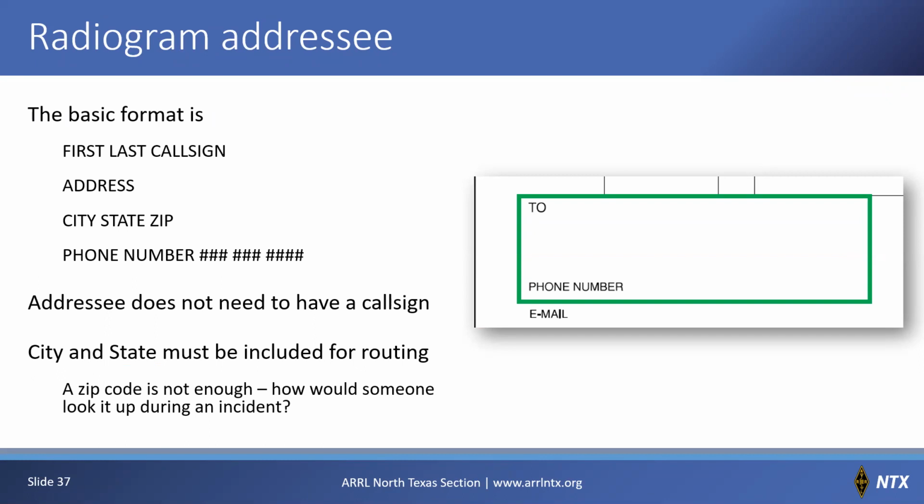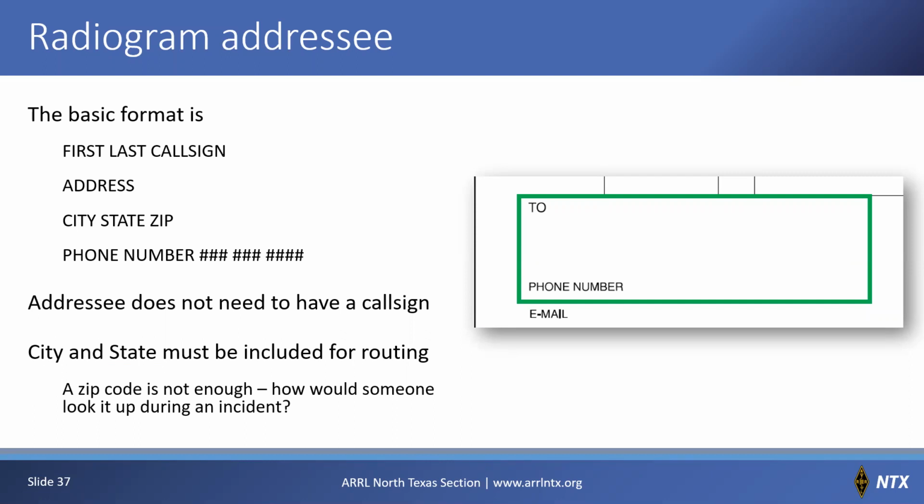At a minimum, if you don't know their address, city, state, and zip. Some stations will say all I need is the zip code. But if I'm in an emergency and I get zip code 98052, well, where the heck is 98052? Where do I send this? If you put Redmond, Washington, 98052, well, now I know I'm headed towards the Pacific Northwest. So that helps a lot. So at a minimum, the first, last name, city, state, and zip.